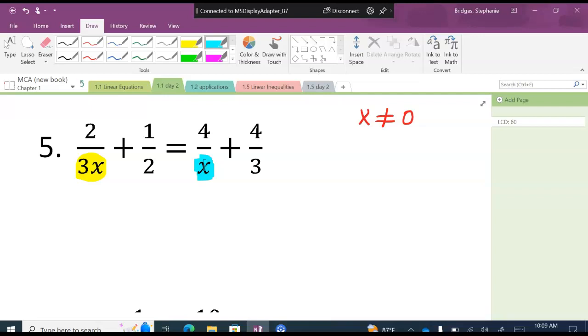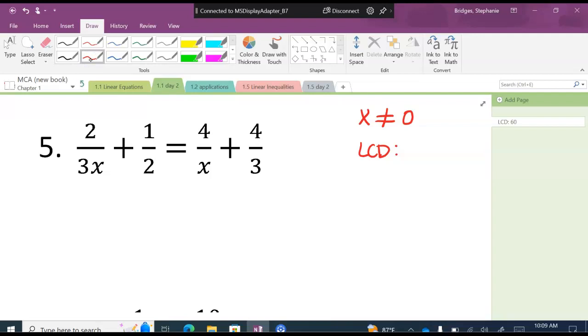Then we're going to treat it exactly as we have been. We're going to figure out what our common denominator is. We just now have some variables that we have to include. So let me ask you this. Let's look at our denominators. I have 3x, I have 2, I have x, and I have 3.